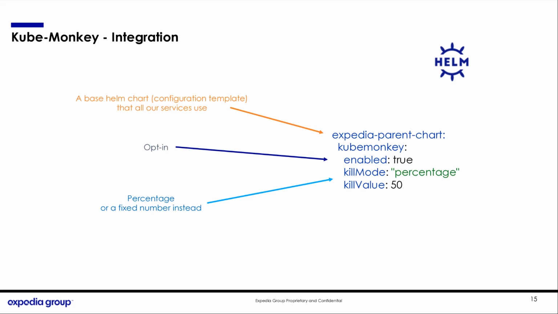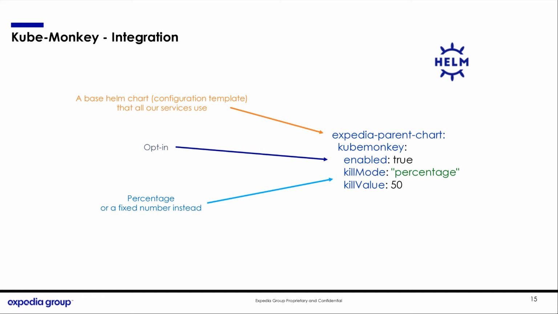In Expedia, we use Helm, and we have a base chart or a base configuration template that can be extended by different services. By using a base chart and by not using these annotations explicitly, we have some flexibility. For example, we may want to move from Kube-Monkey in the future, and this layer just makes it easier for us to do that change. We can also restrict what teams can or cannot configure.